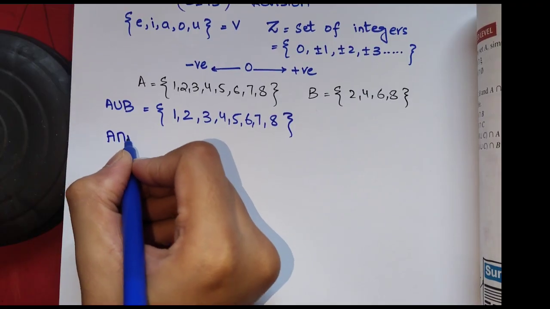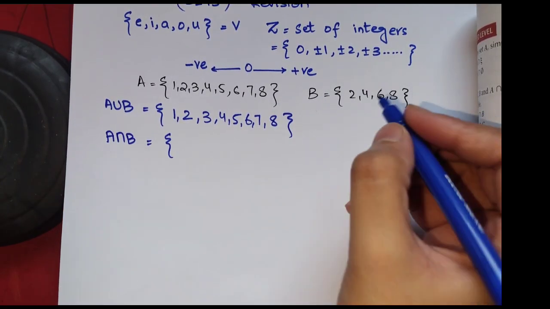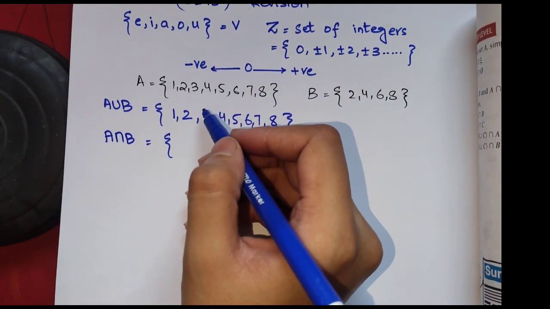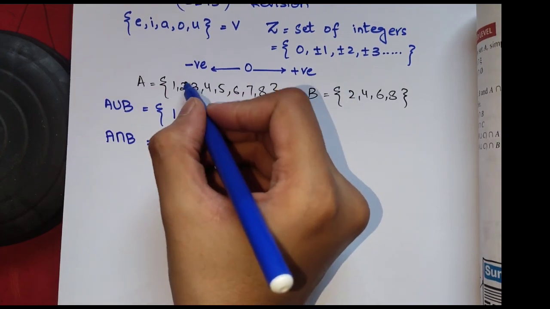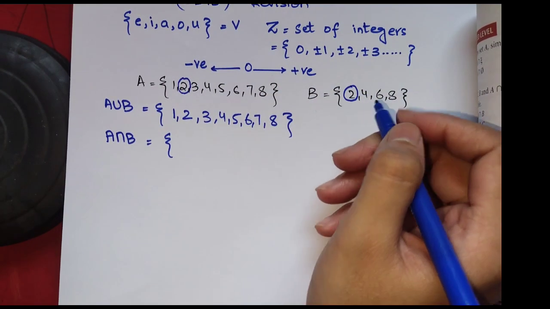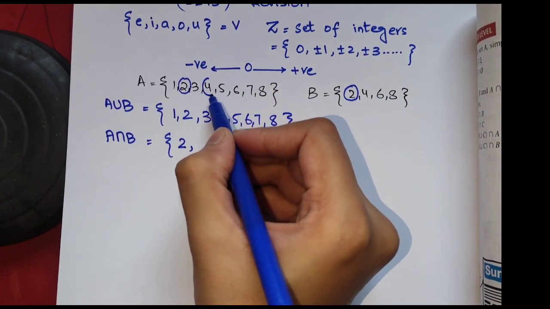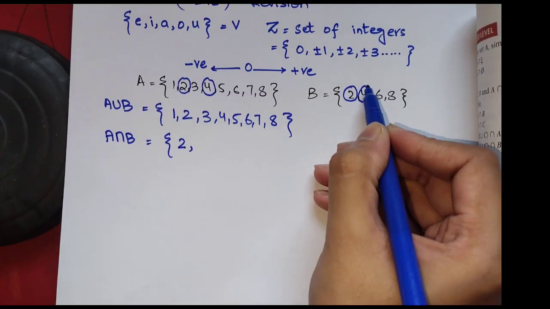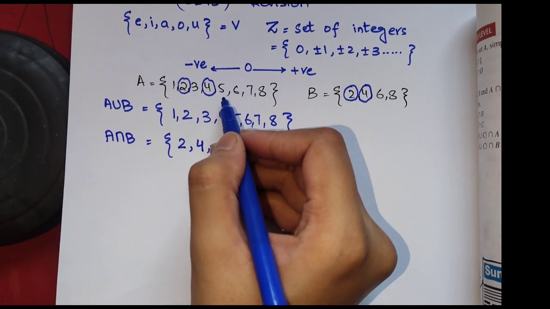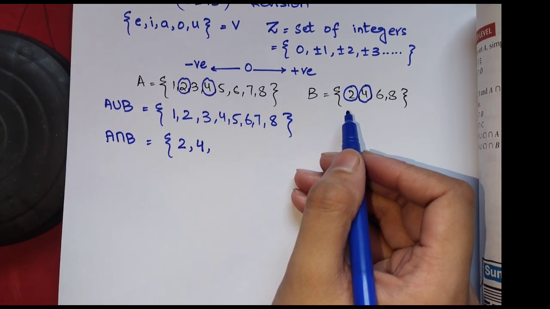In case of A intersection B, you have to write only the common elements, the elements which are found in this set and which are found in this set as well. For example, here you can see 2, you can also see 2 here, so you can write 2 in the intersection. Here you can see 4, and 4 is also present in this set, so you can write 4. But 5 is present in the set A but not present in the set B, so we don't write 5.